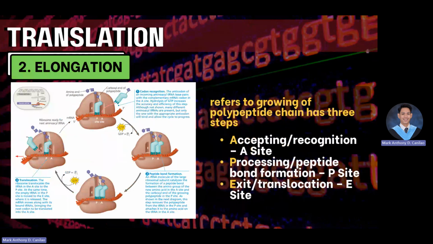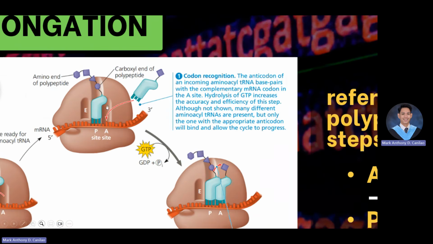You have to realize that in the ribosome, there are 3 different sites that are involved, namely the A, the P, and the E. So the A is also known as the accepting or the recognition site. The P is the processing or peptide bond formation site. And letter E is the translocation or the exit site. So let us see how does that unfold.